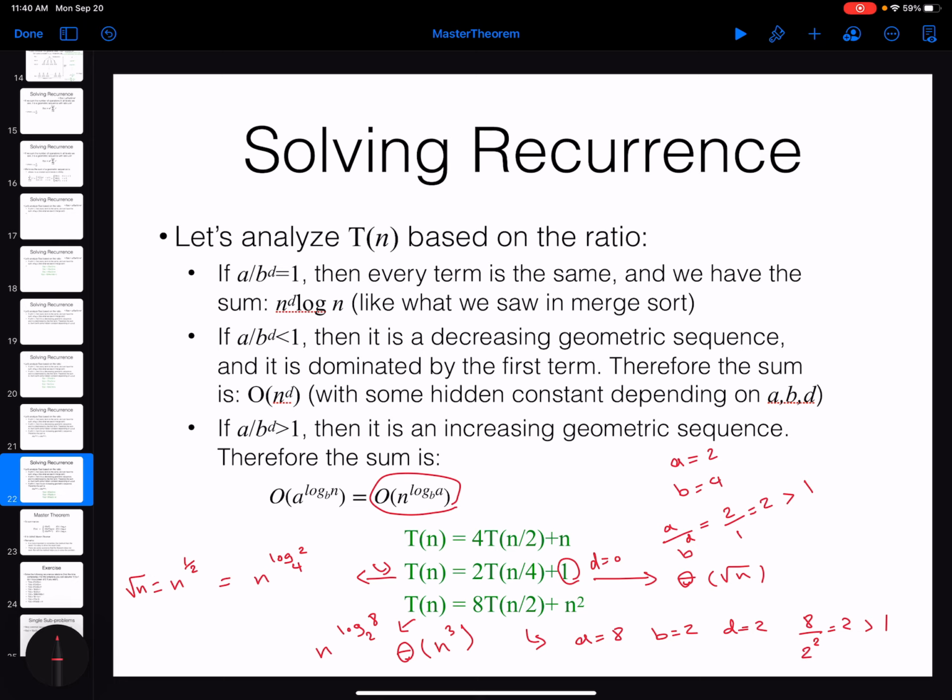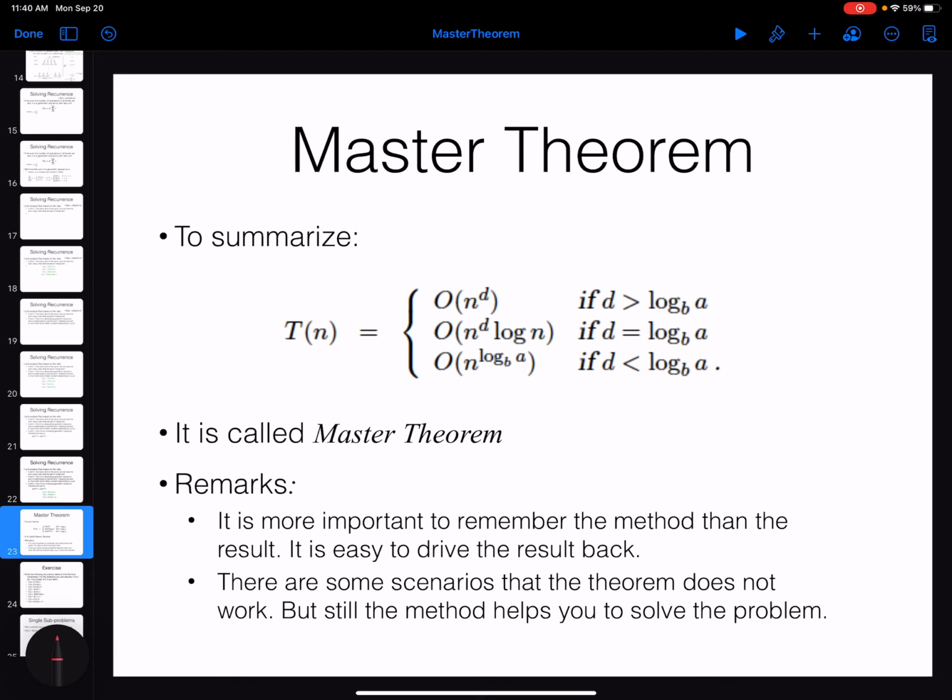Okay, so you can see more examples and more exercises in your textbook as well. Here is the summary of the full master theorem that we have discussed. It is actually just talking about how you can simplify the ratio.